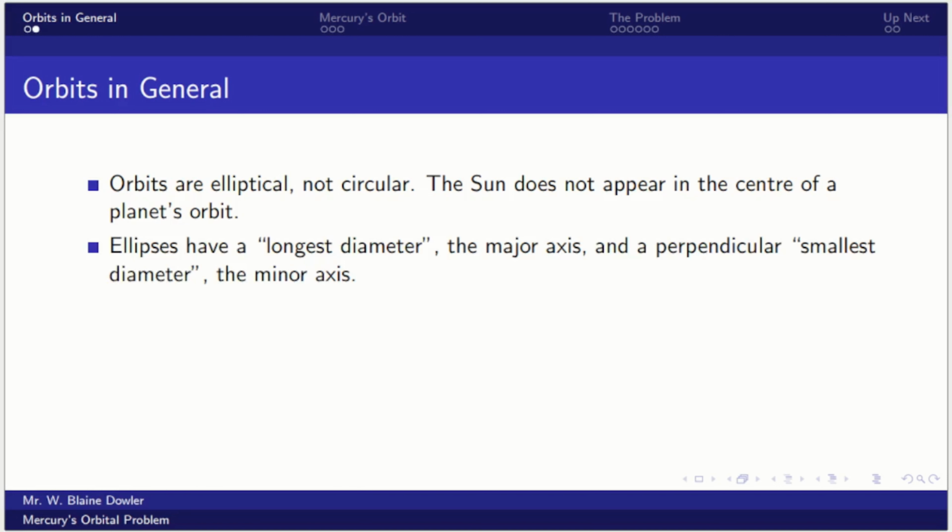So ellipses have a longest diameter, called the major axis, and a perpendicular smallest diameter, called the minor axis. They would intersect at the center of the ellipse. The sun would appear at one of the two foci, singular is focus, and these are points that are on that longest diameter, equally spaced about the center. The more spaced out they are, the more elliptical it becomes, the more like an oval it looks, and the less like a circle.